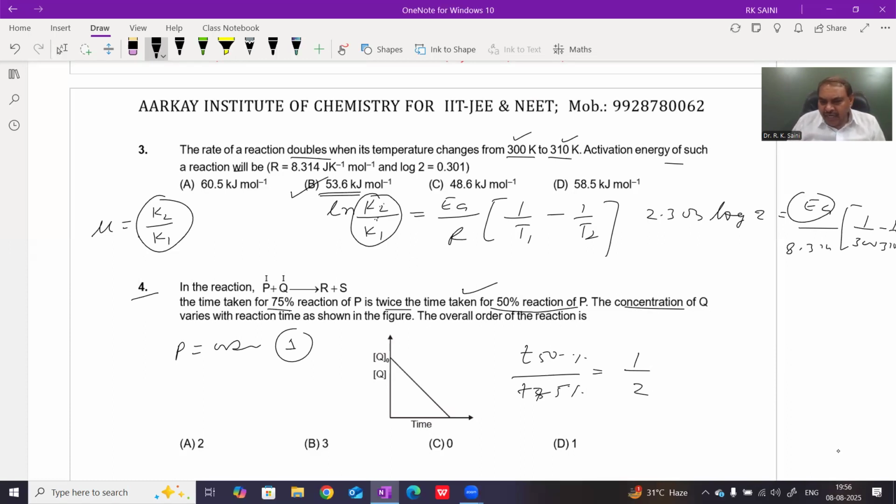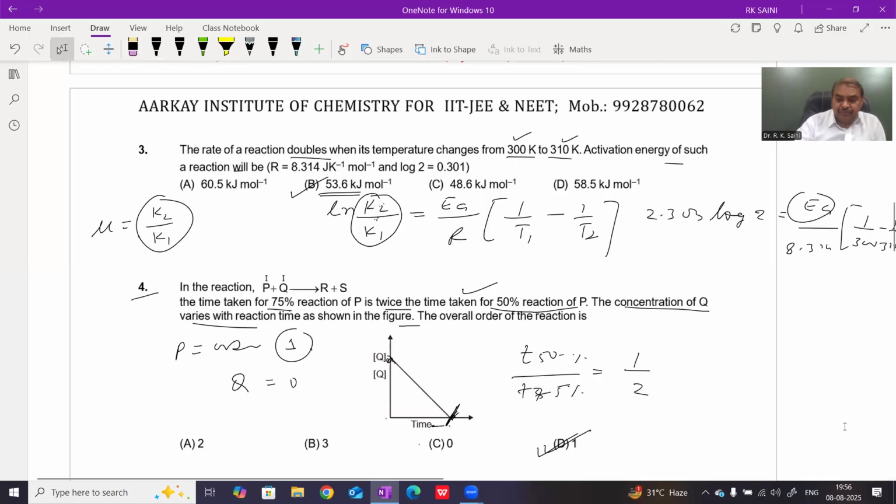For Q, the concentration varies with time as shown in this graph. The concentration of Q is completely consumed, or we can say the reaction is 100% complete after a finite time, and this is the characteristic of zero order. Therefore, the order of Q is 0 and the sum of the orders is 1. This relation is only for zero order reactions, which are 100% complete after a finite time, while other reactions take infinite time for completion, for example first order.